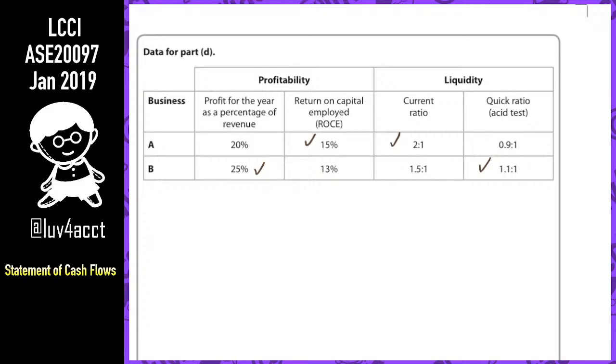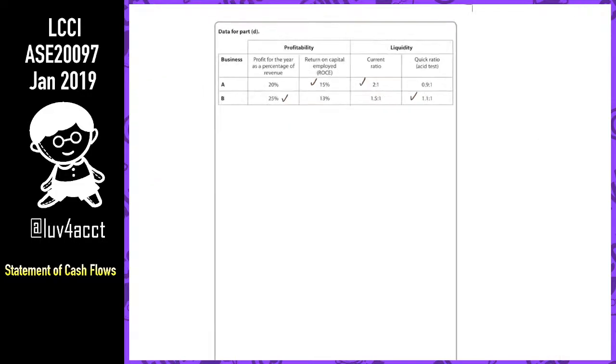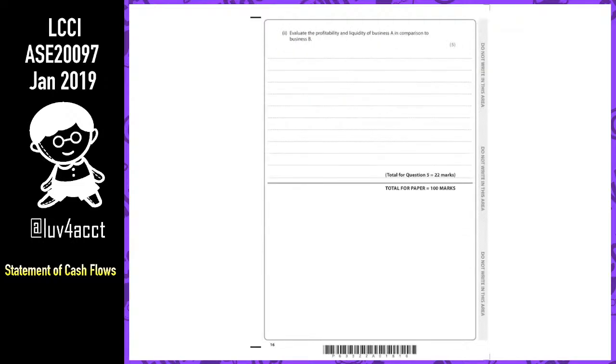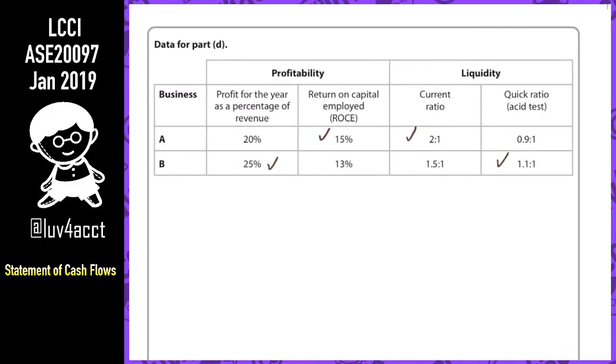One piece of information is not given to you: is it related? Let me see. We have to evaluate. It is not said it is related to our previous parts, part A to C. Anyway, if we have to say which business is better, of course we look at the ratios one by one.